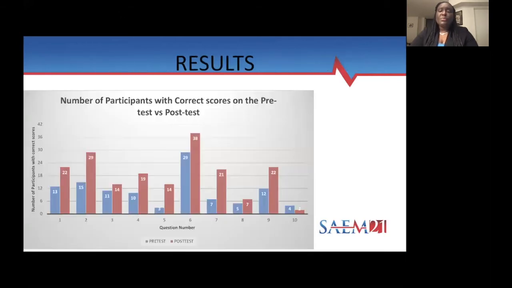This is a chart that represents the correct scores of participants of the pre-test versus the post-test. The blue represents the pre-test compared to the post-test in red. Roughly, there was improvement in the scores.